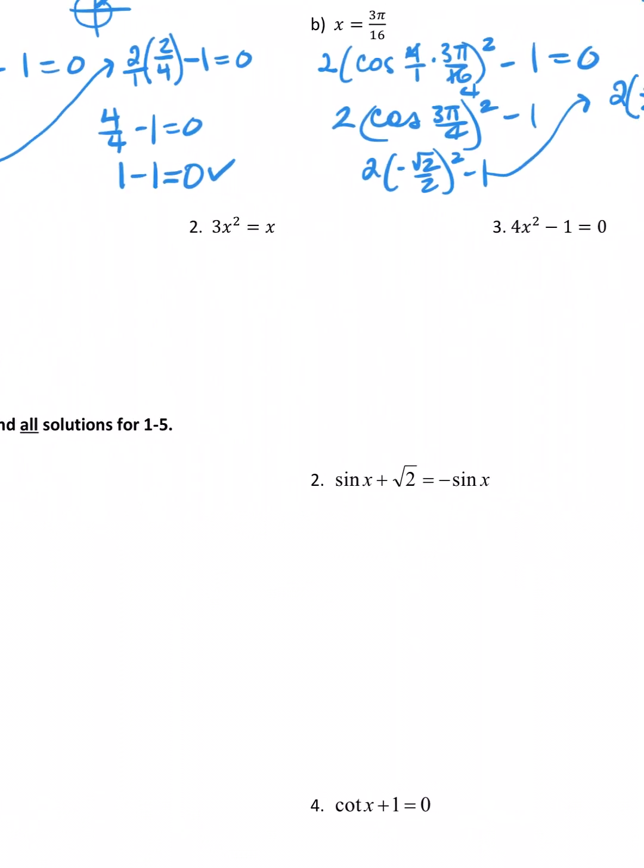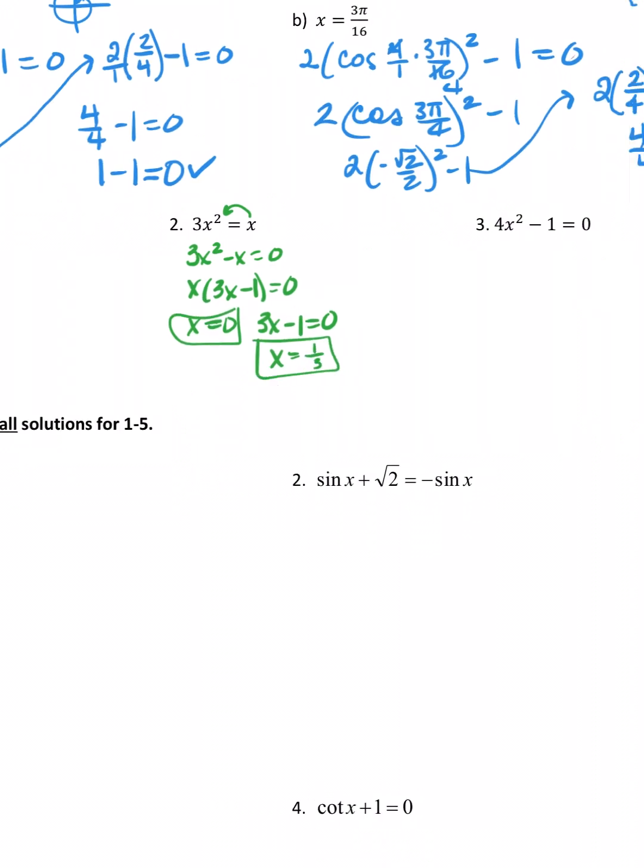Look at number 2. Same idea. We want to get it all on the same side before we start solving. So this time, if I take an x out, I would have 3x minus 1. Remember, x divided by x is 1. It's not 0. And then again, I would set each factor equal to 0 and solve from there. So this would be x is 0, and this would end up being x is 1/3.